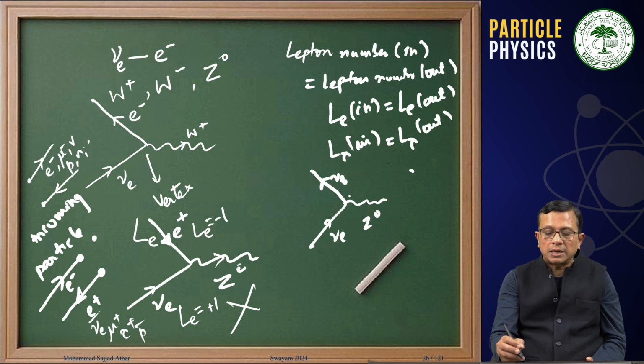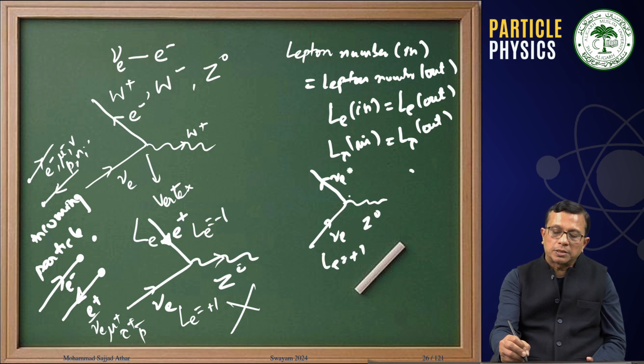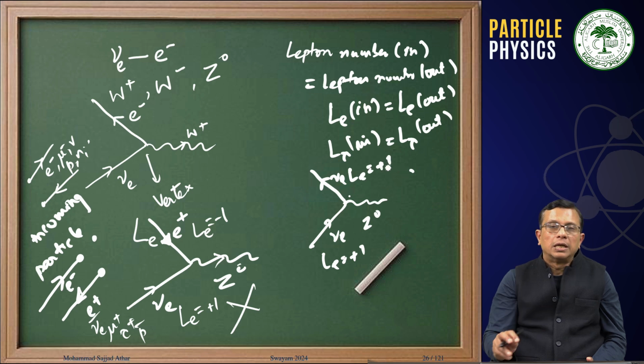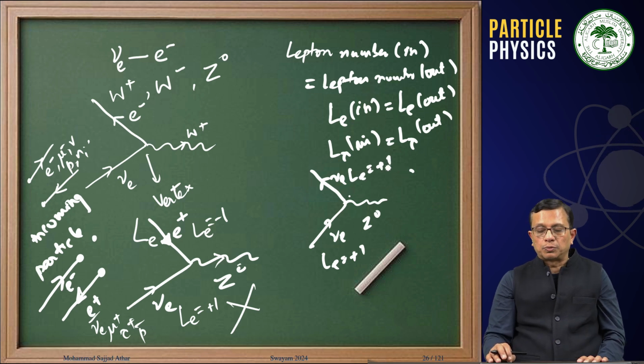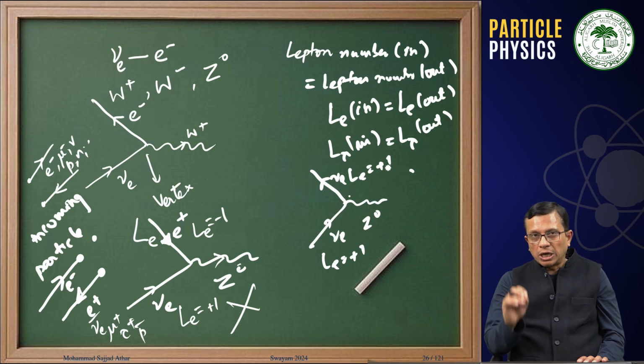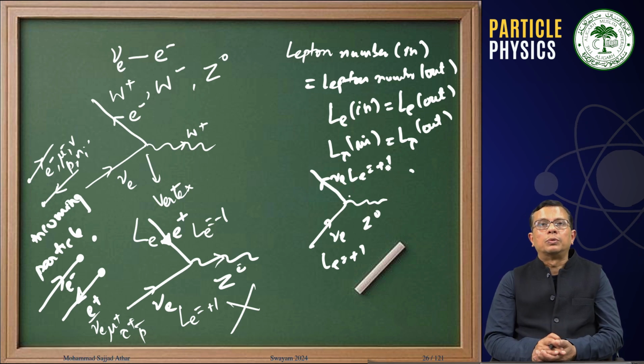You are conserving charge, you are conserving electron lepton number. Arriving at the junction is +1, electron lepton number leaving from that junction is +1. You are conserving electron lepton number, you are conserving charge, therefore this should be an allowed vertex.